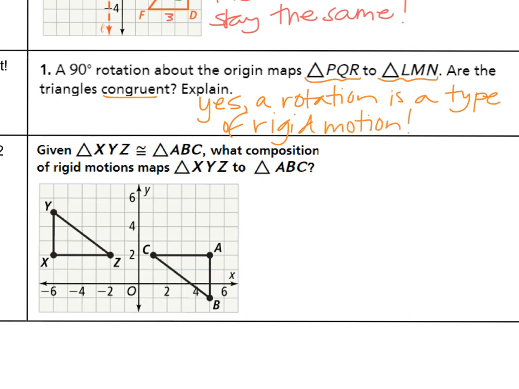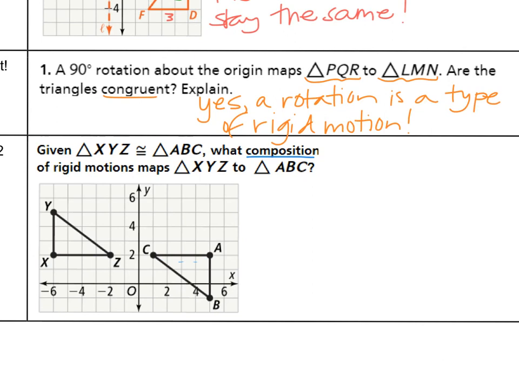All right, the last one on this page. It's like example 1, but we're going to have to do a little more detective work on this. It says triangle XYZ is congruent to triangle ABC. What composition of rigid motions gets us there? So how are we going from X to A, from Y to B, from Z over to C? Well, we have to have a composition, which means there are going to be two things happening here. Notice how X and Z and A and C are all in that same row. So we really don't want to move them too far.